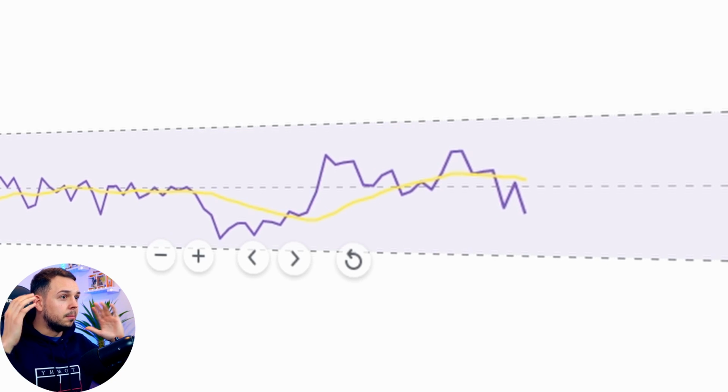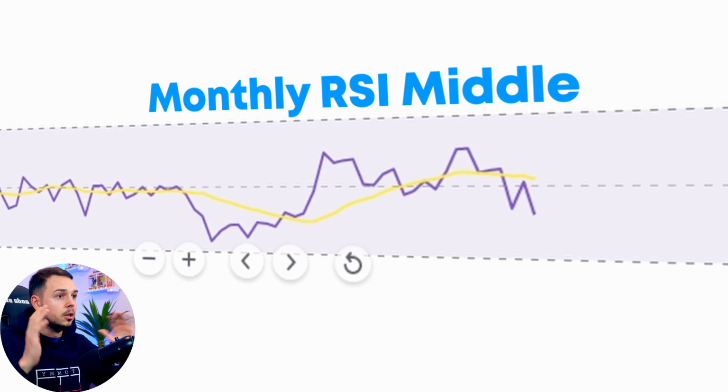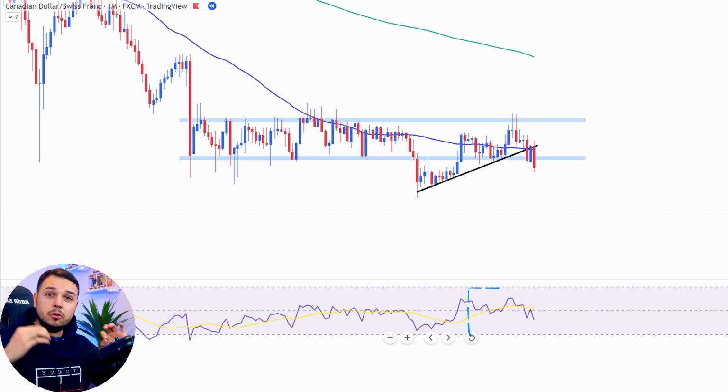and the weekly. To give you a quick example, this is what the monthly time frame RSI looks like. It's in the middle, it's not overbought or oversold. It's a great position trade to take.